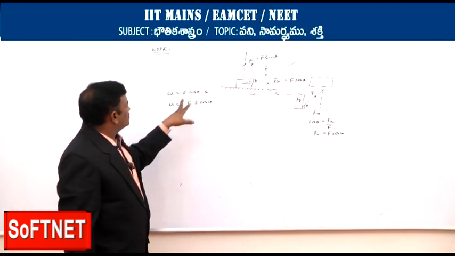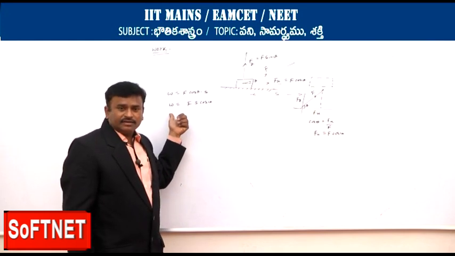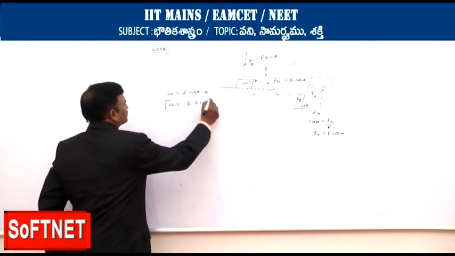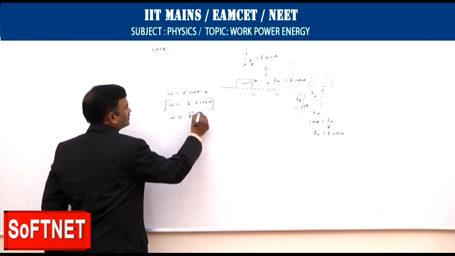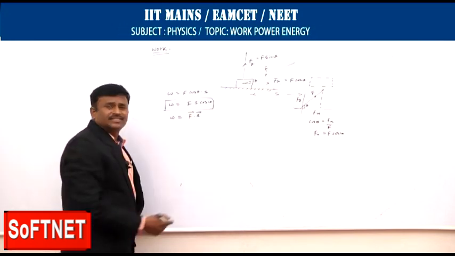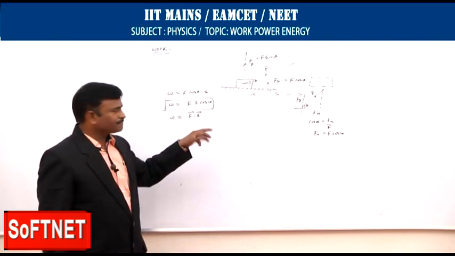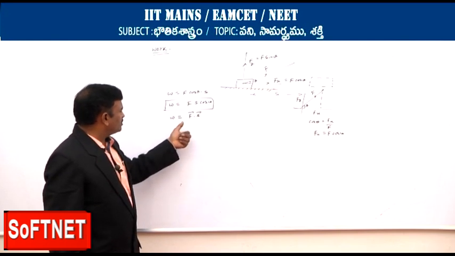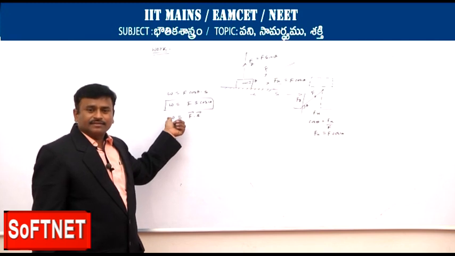Now, the product of force into displacement is the work done, right? This work done can be taken as W equal to F dot S. F is a vector, S is also a vector. W equal to F dot S. The dot product of force and displacement is work, which is a scalar quantity, right?